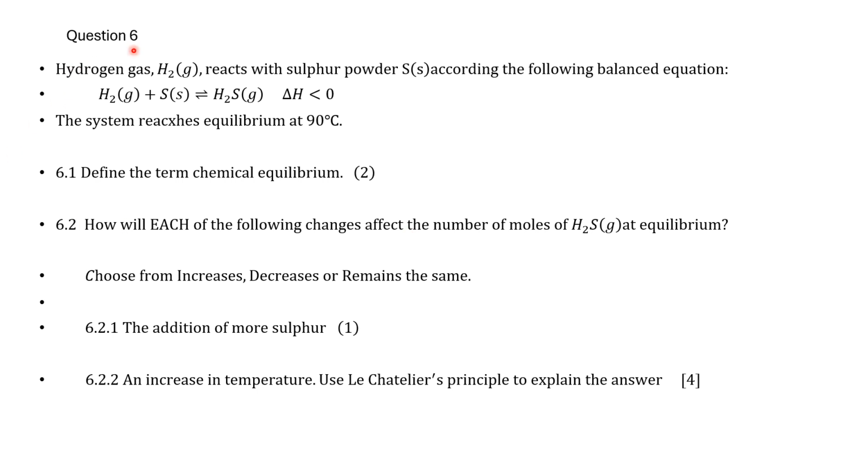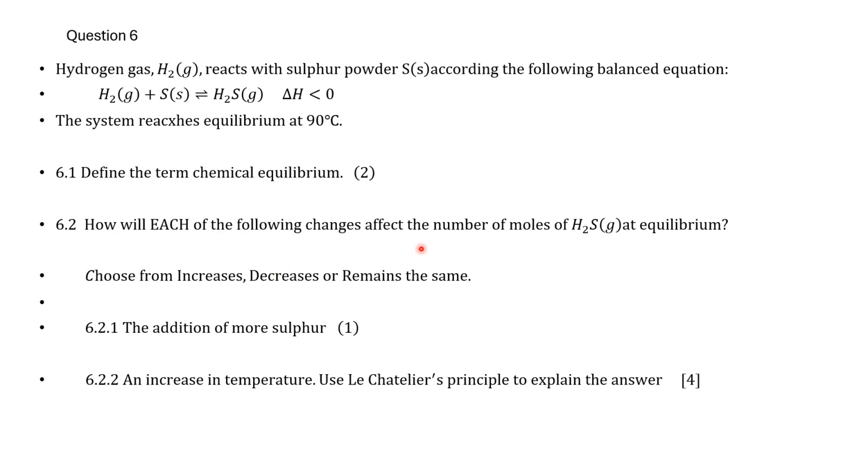So question 6. Hydrogen gas reacts with sulfur powder according to the following balanced equation. So we have hydrogen gas, sulfur in solid form, and hydrogen sulfide in gas form. Delta H less than 0, meaning we're dealing with an exothermic reaction, and the system, they say, reaches equilibrium at 90 degrees Celsius. Now 6.1, they want us to define the term chemical equilibrium for 2 marks.